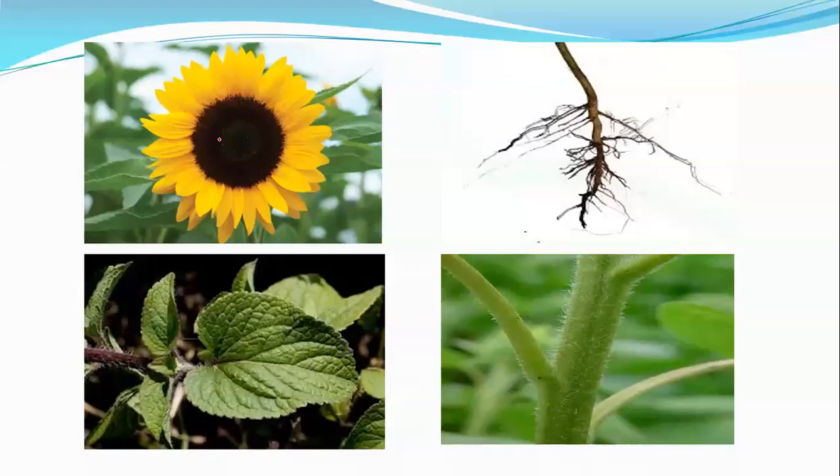So, the diagrammatic representation. This one is the disc floret. This one is the ray floret. The mode of arrangement of leaves is alternate. Only one leaf is attached at each node, with hairs or without hairs. The root system is the taproot system.